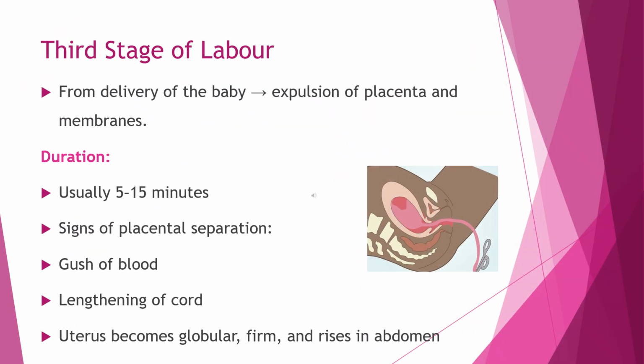The third stage of labor begins after the baby is delivered and continues until the placenta and membranes are expelled. This stage is the shortest, usually lasting about 5 to 15 minutes. During this stage, there are clear signs that the placenta has separated from the wall of the uterus. These signs include a sudden gush of blood, lengthening of the umbilical cord, and the uterus becoming firm, globular in shape, and rising in the abdomen. Once the placenta and membranes are completely expelled, the third stage of labor is considered complete.